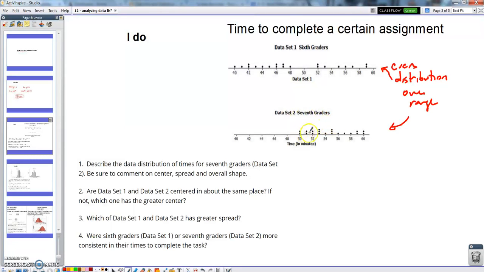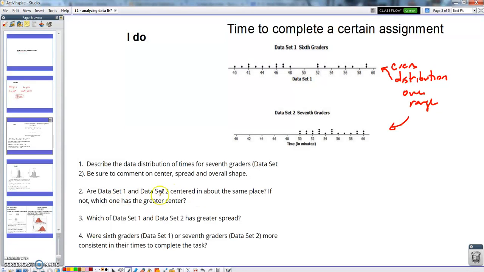It's not like I have a big, tall stack anywhere. It's really like they took between 50 and 60 minutes pretty evenly. And they took between 40 and 59 minutes pretty evenly. So that's the shape. The shape is pretty even and spread out. That's the best I can describe it. It's not a lot of technical terms. It's really just like using your judgment to describe it.